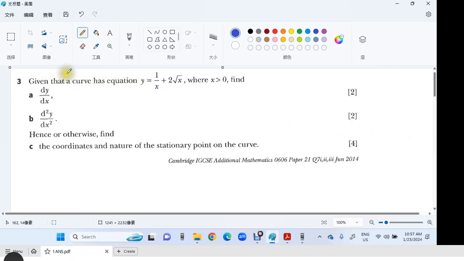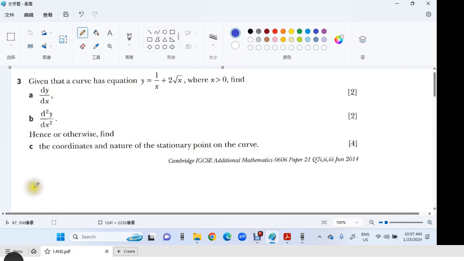Given that a curve has equation y = 1/x + 2√x, where x > 0, find dy/dx and the second derivative. Hence or otherwise, find the coordinates and nature of the stationary point of the curve.